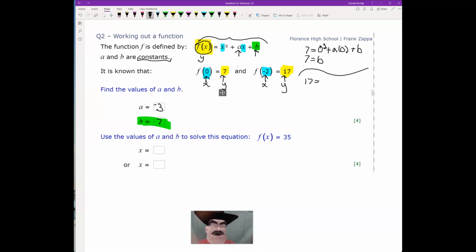So I'm going to have -2 squared plus a times -2, and now where I see the letter b, I'm going to put in 7. This only has one variable, so we can isolate that variable and solve it.